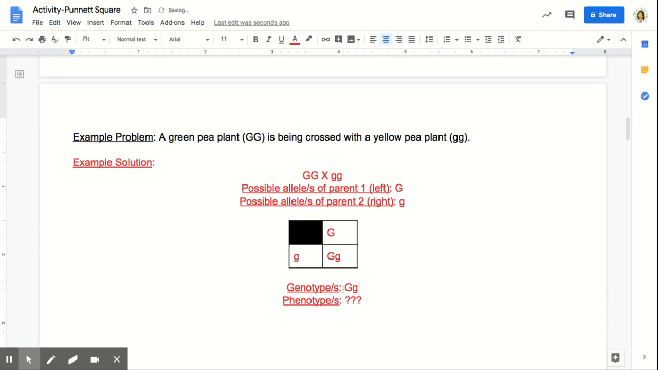Okay. And what would be the phenotype? Remember, combination of dominant and recessive, green and yellow. What will win is green. Because according to law of dominance, when dominant allele is paired up with recessive allele, the result will be the dominant trait. Okay.